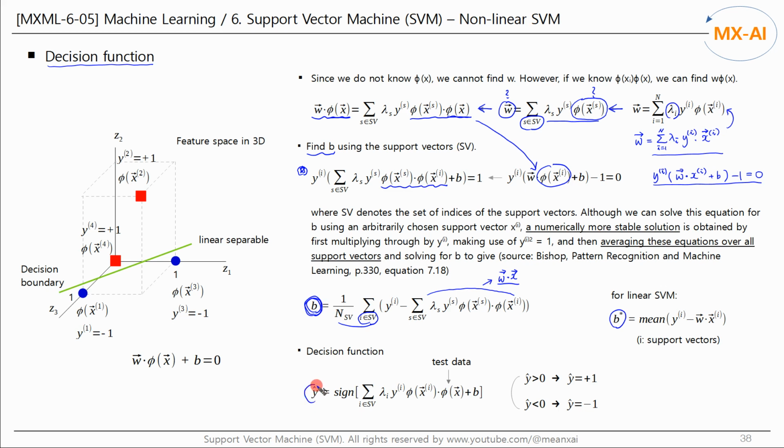The decision function is as follows. This part is wx. We can calculate this part for any test data. And since we can find b using the equation above, we can finally calculate y hat. When you enter a test data point into this formula, if y hat is greater than 0, the class of the test data is predicted to be positive 1. If y hat is less than 0, it is predicted to be negative 1.